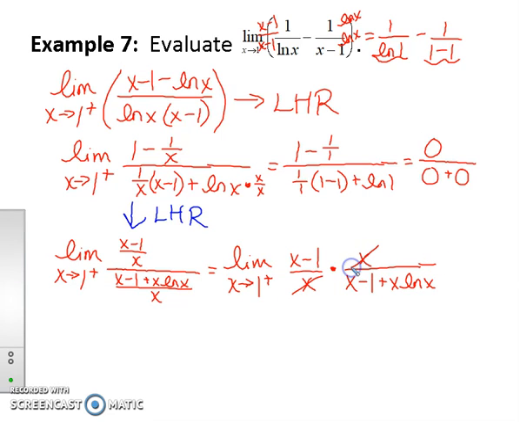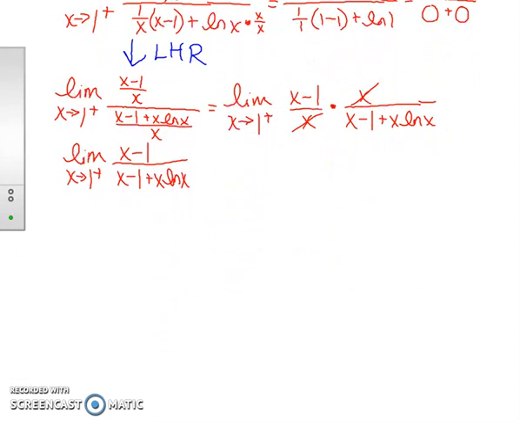Notice your x's cancel. And so now we're looking at the limit as x approaches 1 from the right of x minus 1 over x minus 1 plus x natural log of x. And hopefully you realize you cannot cancel out those x minus 1s. All right, so now I'm going to do my L'Hopital's rule for the second time. If I take the derivative of that simplified numerator, that's just a 1. And in the denominator, the derivative of x is 1, the derivative of 1 is 0. For x natural log of x, we have to do product rule.